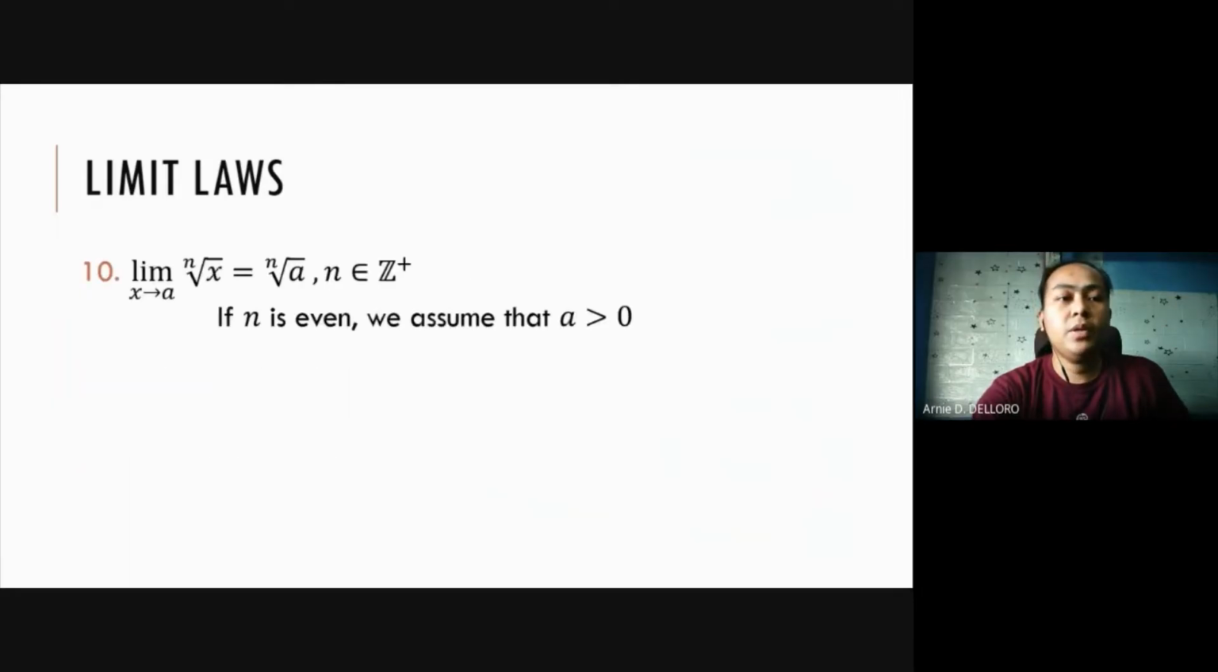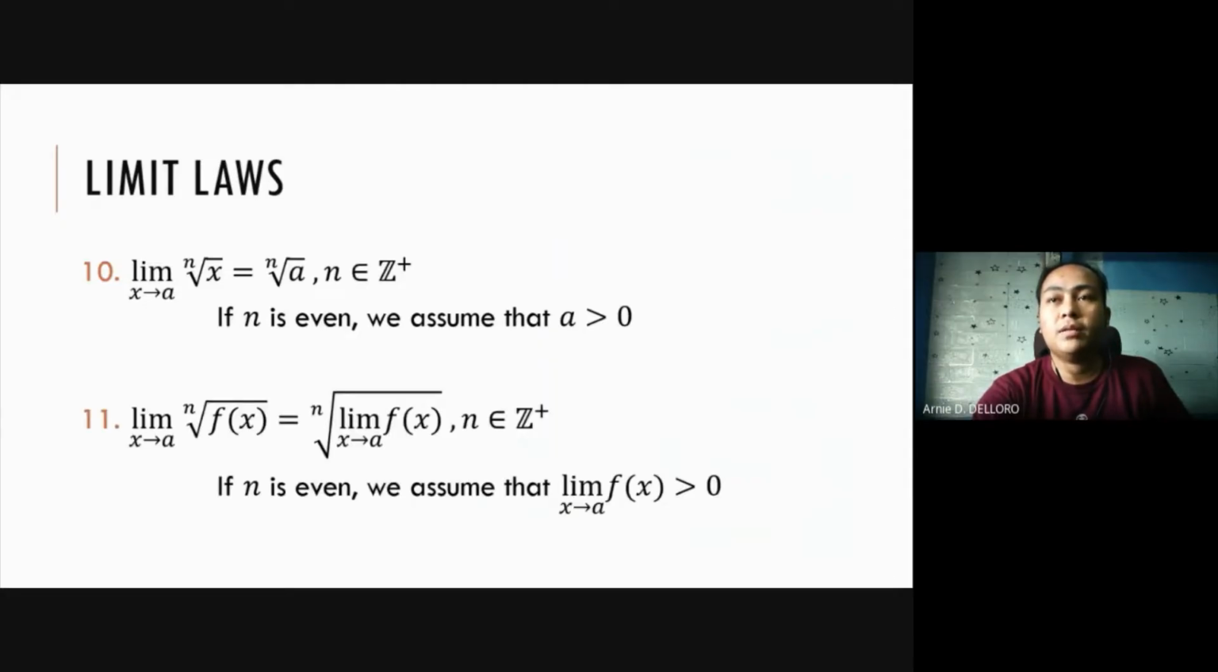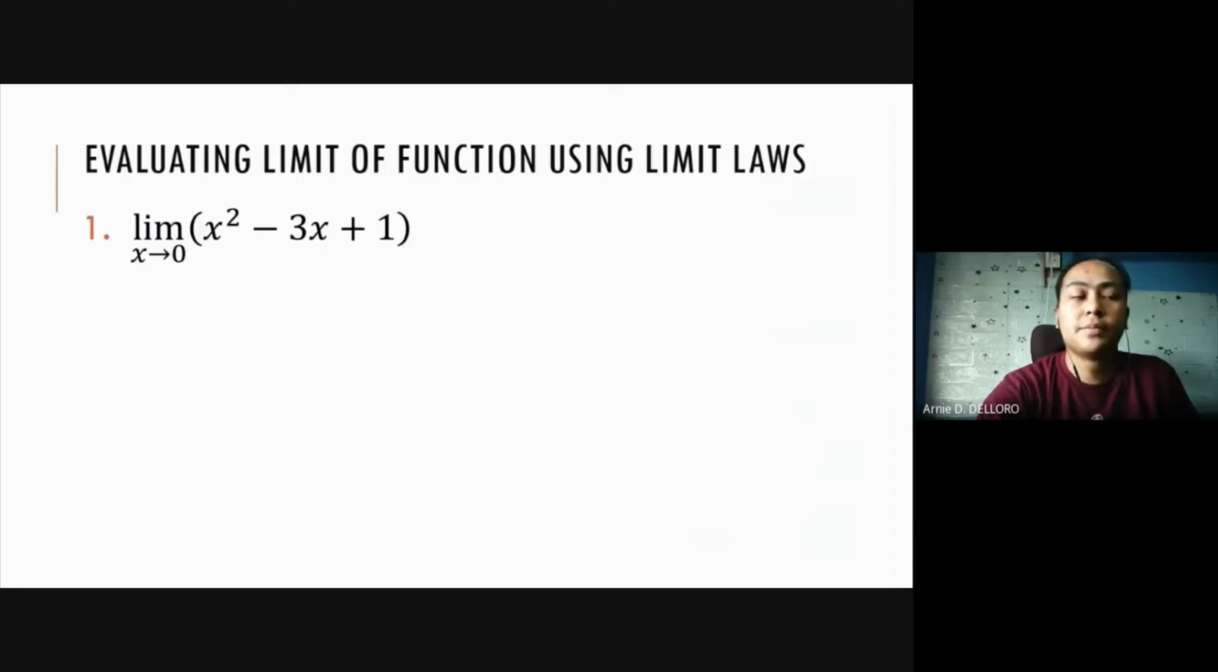Next will be the limit of the nth root of the function. We can put the limit of the function inside the radical symbol, or simply substitute the value that x is approaching. But take note that the value inside the radical symbol must not be negative. Okay, so for us to clearly understand these things, let's have some examples.